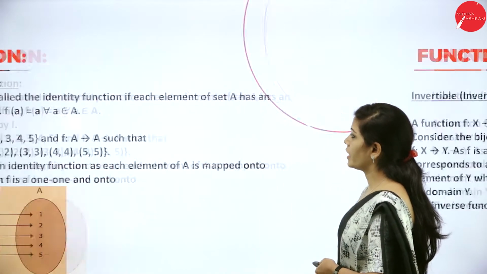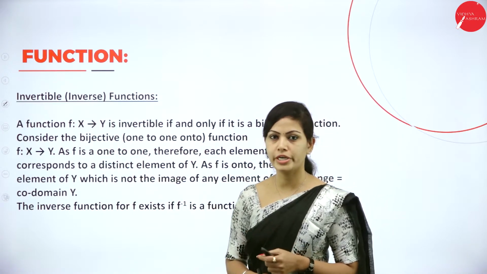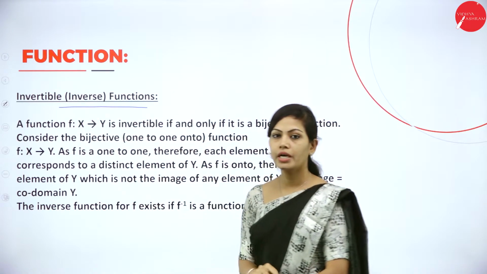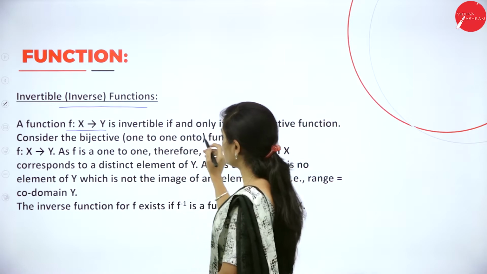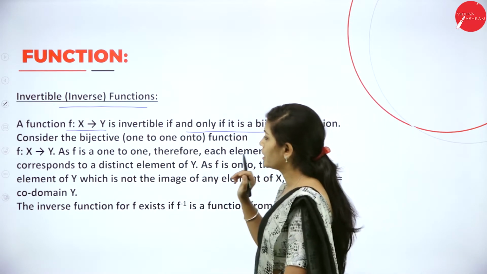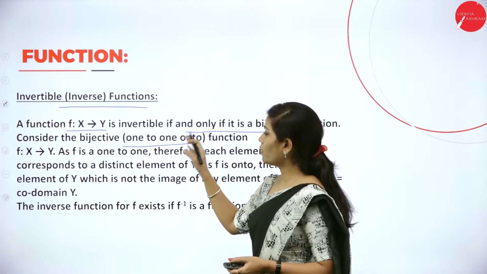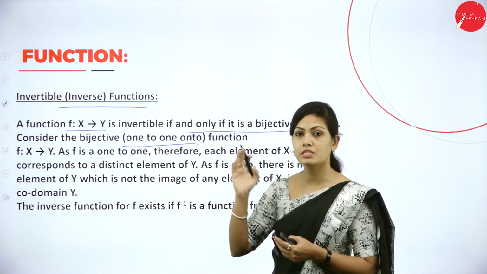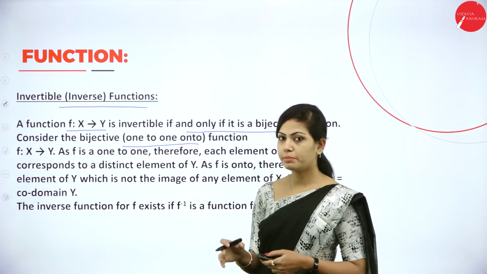And the next one we have invertible function or inverse function. Very important topic. A function f from X to Y is invertible if and only if it is a bijective function. Bijective function means one-to-one onto function. Already I have explained this bijective function in my previous session. So what is this invertible function?